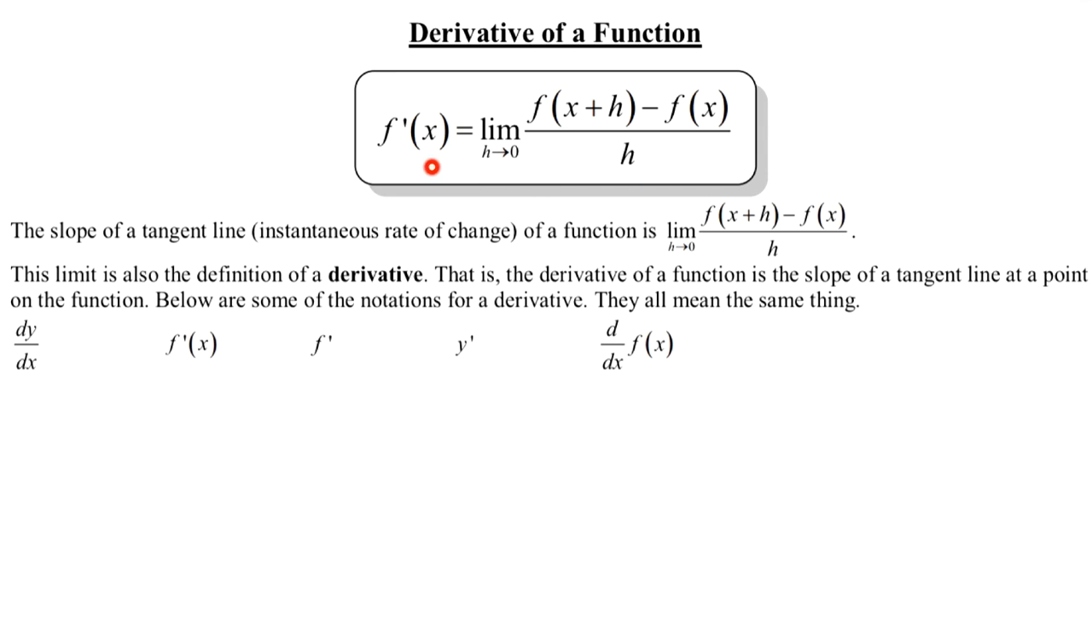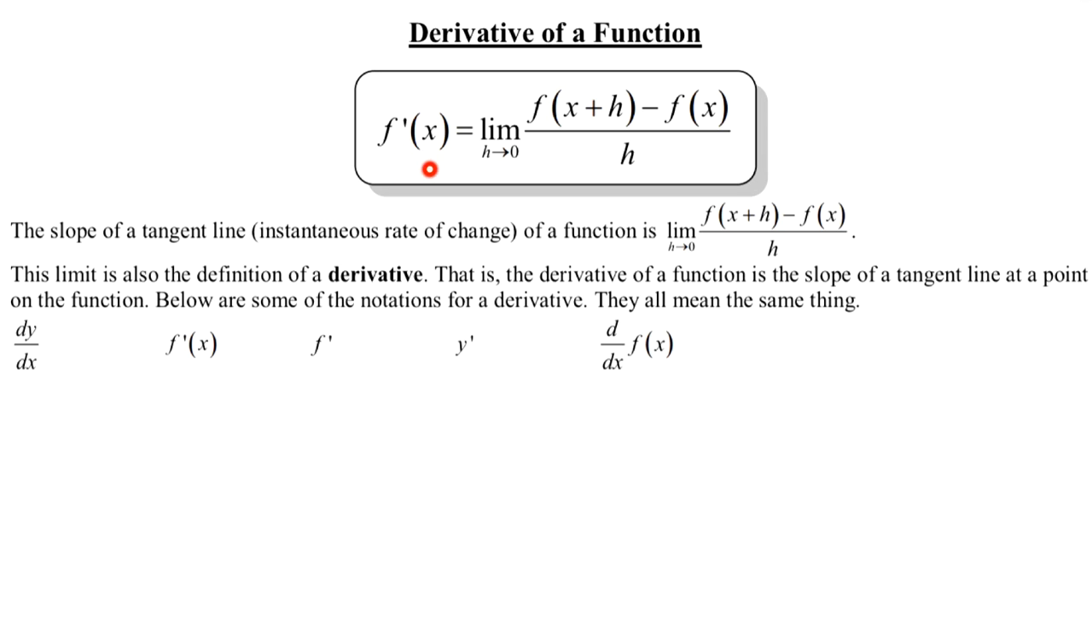And the notation that we use for a derivative is going to be f prime of x, and that's what this little tick mark up here is, that's how you refer to f prime of x. This means the derivative, and the derivative, once again, is the slope of a tangent line at a particular point on a function. Now, there are different ways of denoting a derivative.